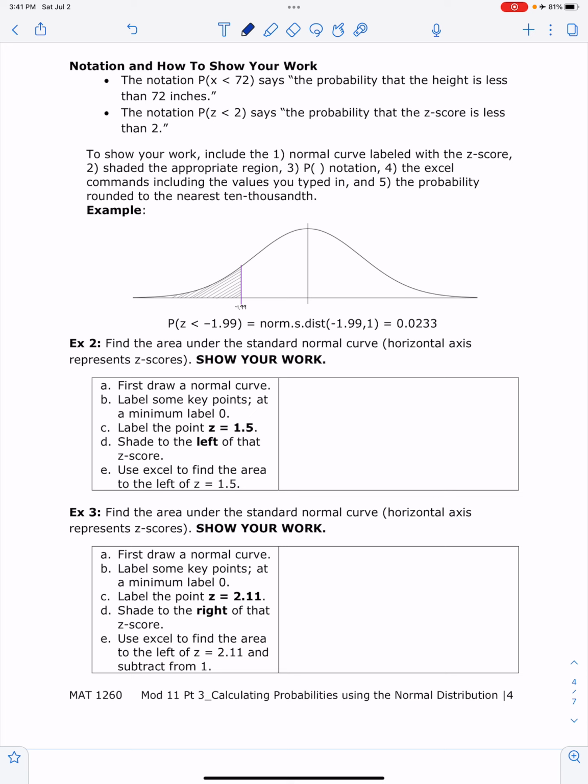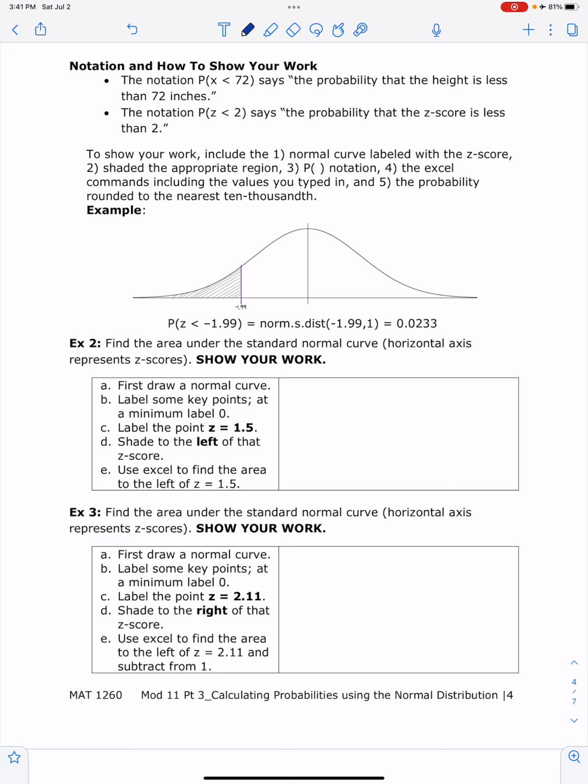The normal curve is labeled with our z-score of negative 1.99. The area to the left of that z-score is shaded. Our P notation, we're looking for the probability that our z-score is less than negative 1.99. We are going to type in the Excel command norm.s.dist, negative 1.99, comma 1, and then the probability that we got from our command rounded correctly to the nearest 10,000th.